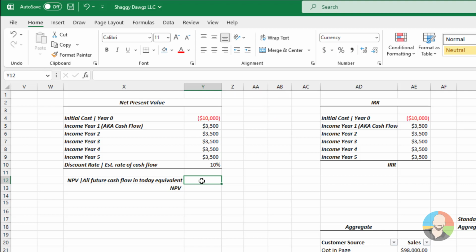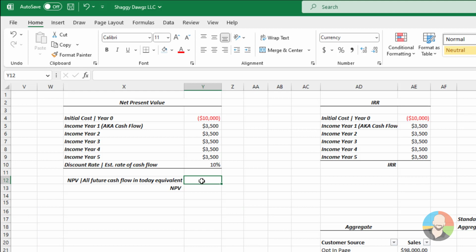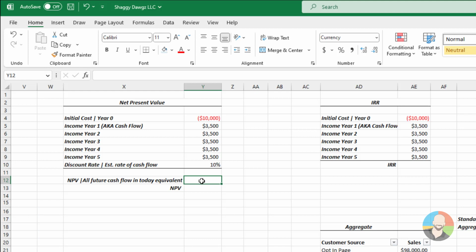Really what we're doing is converting future money into present day money for comparison purposes. And when it's all said and done, if the NPV is greater than 0, it might be worth doing it. Let's see an example to clarify this.